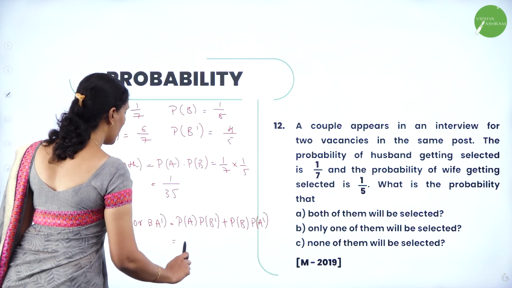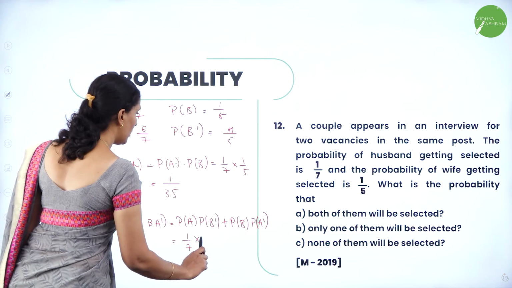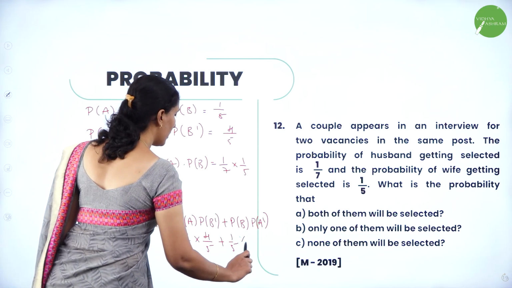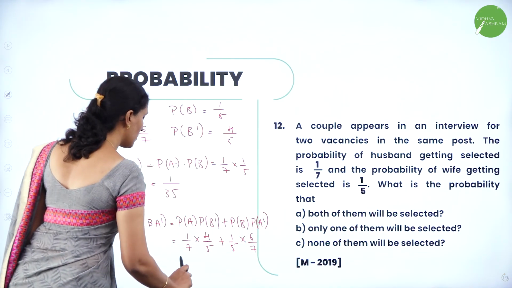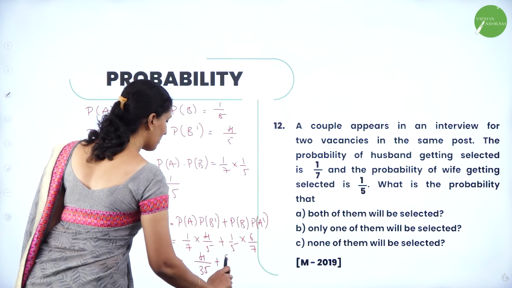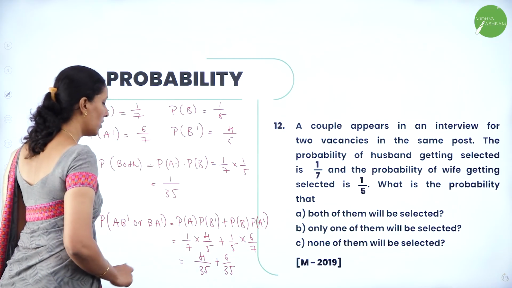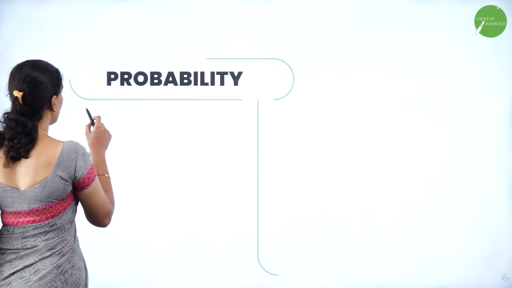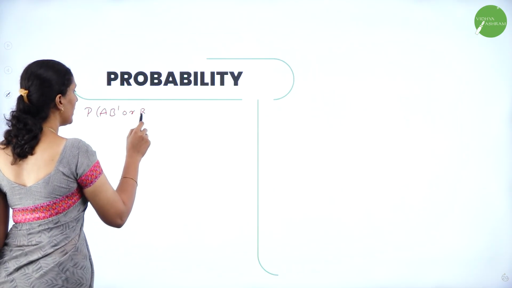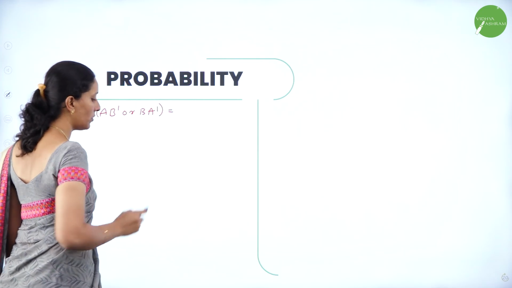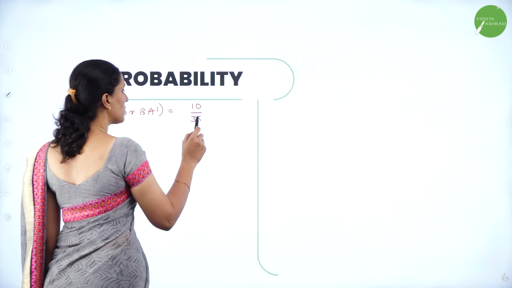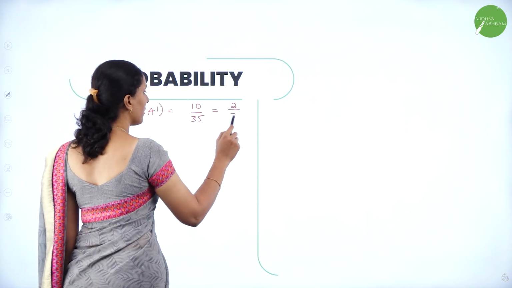That is 1 by 7 into 4 by 5 plus 1 by 5 into 6 by 7. On solving this, we get 4 by 35 plus 6 by 35. So the probability of A B dash or B A dash, when you take the sum, is 10 by 35. On solving this, you will get 2 by 7.